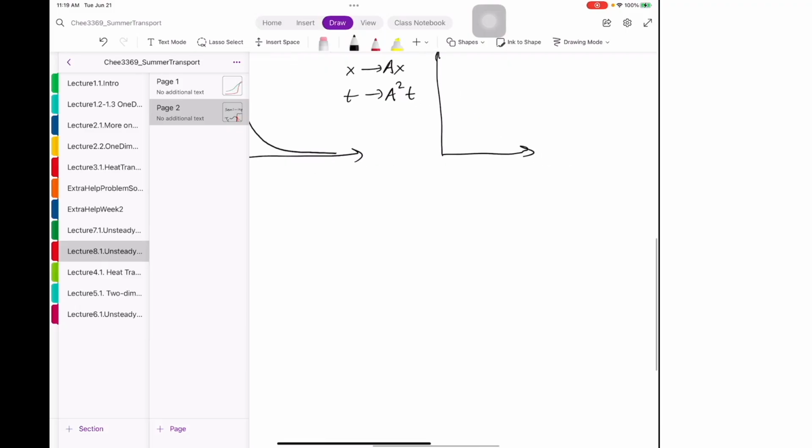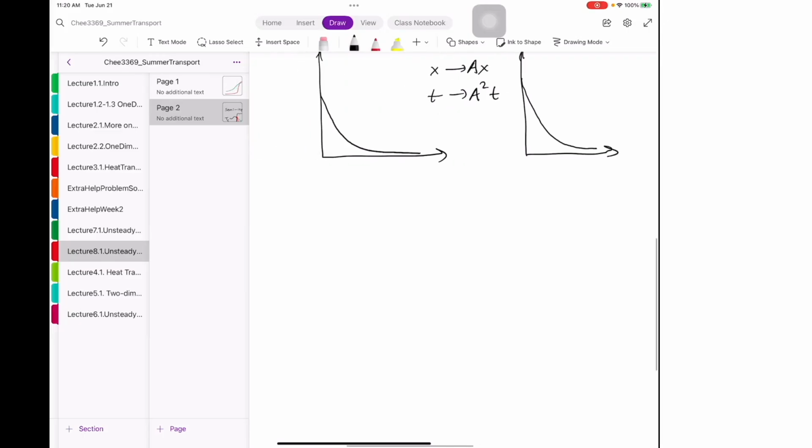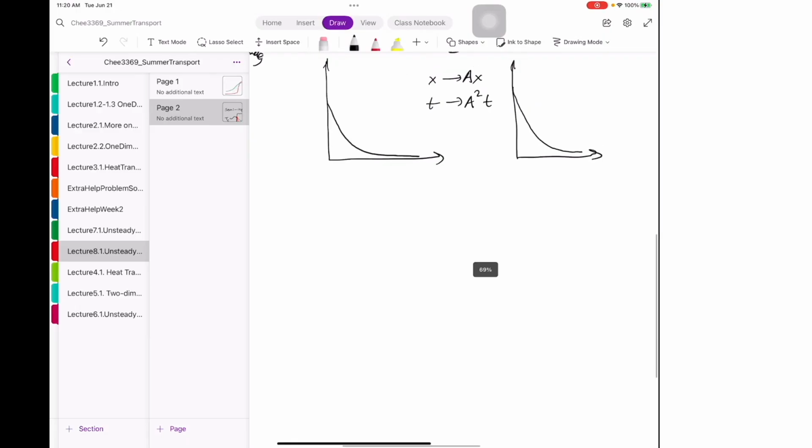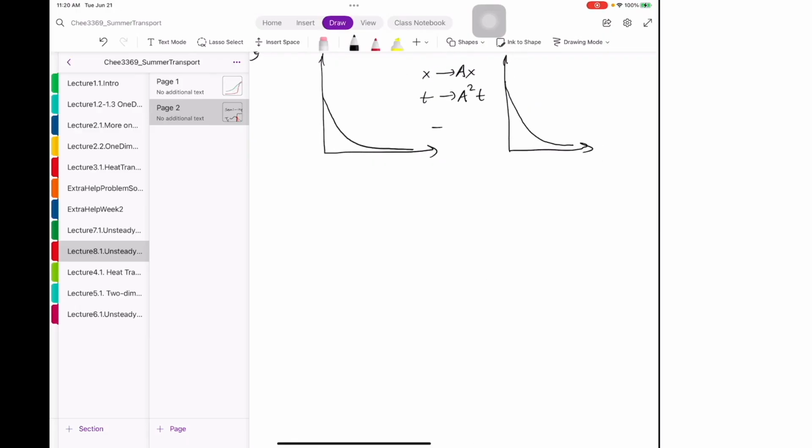And what do we see? We get exactly the same equation and the same boundary conditions, so we get exactly the same solution, right? The solution remains the same. Wow.